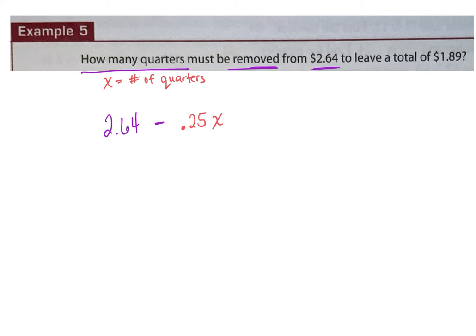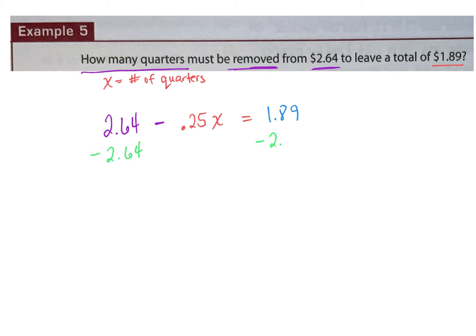Now, how much do I want left over? $1.89. And so that should equal $1.89, all right? So now I have my equation. How do I solve it? I need to get rid of everything that is not with the x, right? So I need to move everything away from the x. What's the first thing I'm going to move? Right, it's a positive 2.64, so I need to subtract it to zero it out.